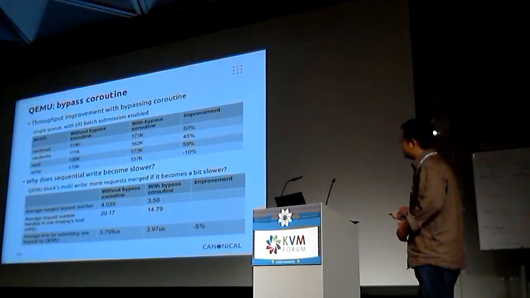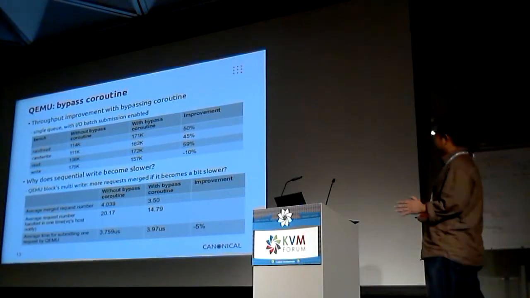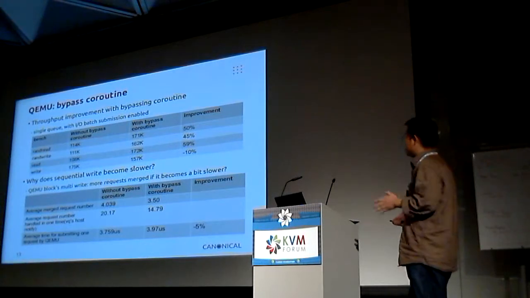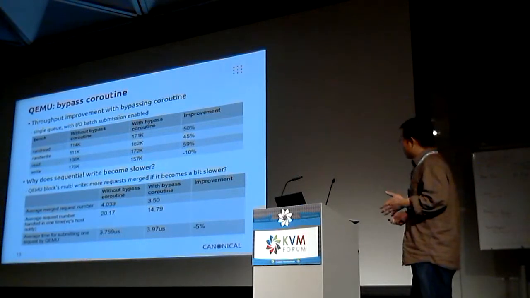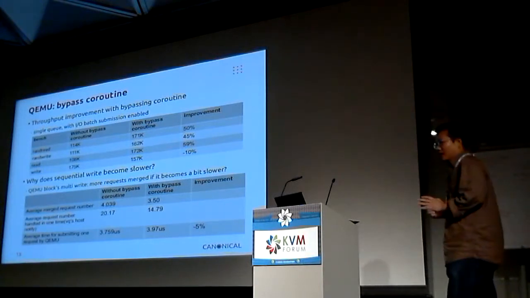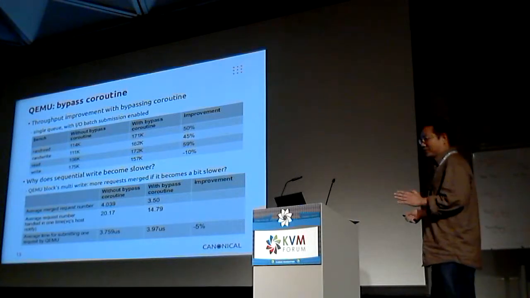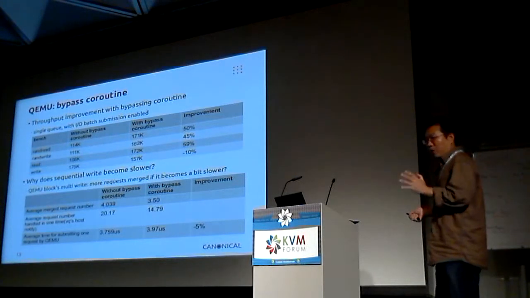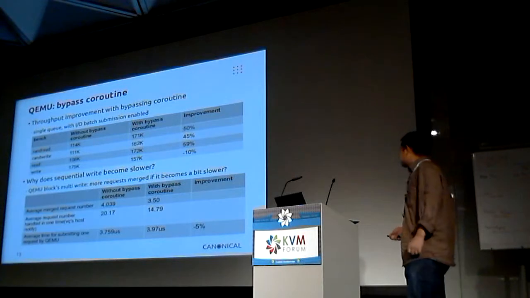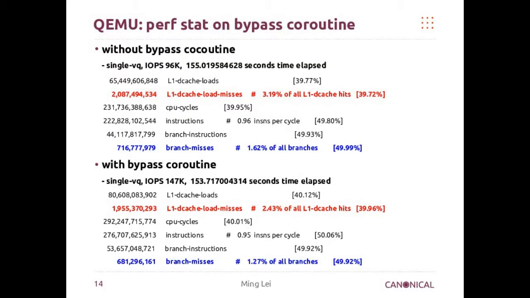But for write, it's still a bit special. It's still caused by the multi-write merge, and the idea is similar to before. The slower the handler, the more requests get merged. It's like the Linux block I/O scheduler.